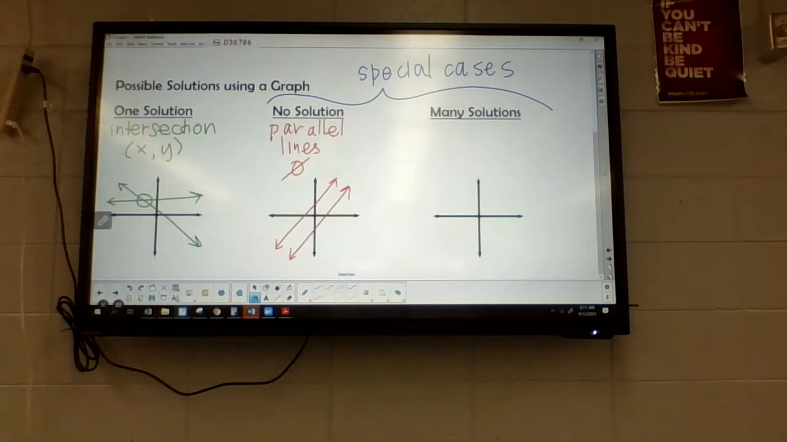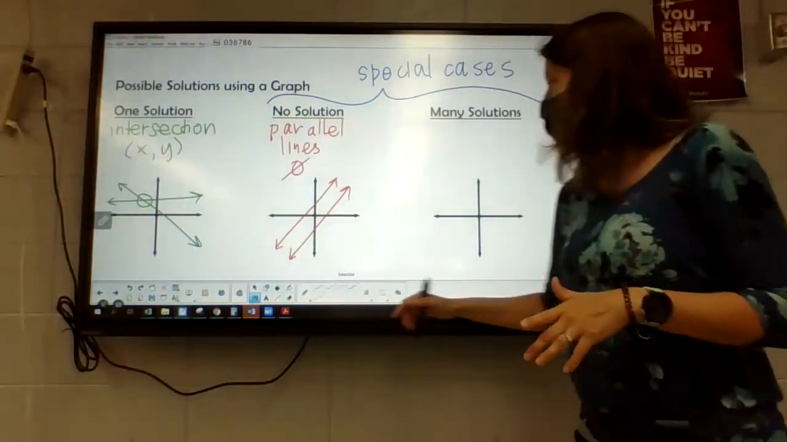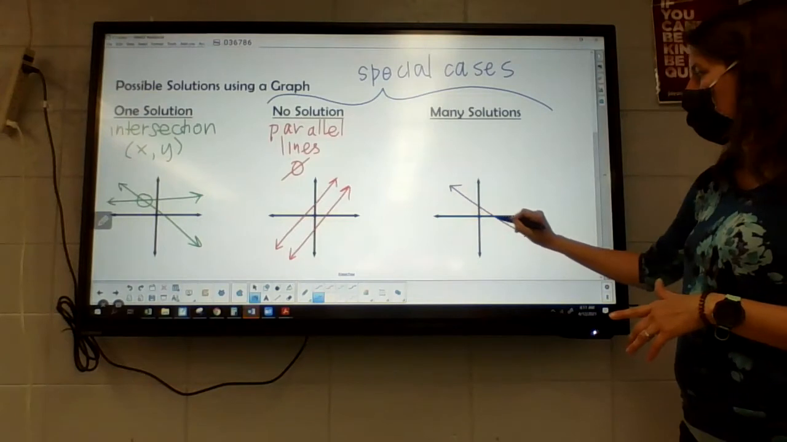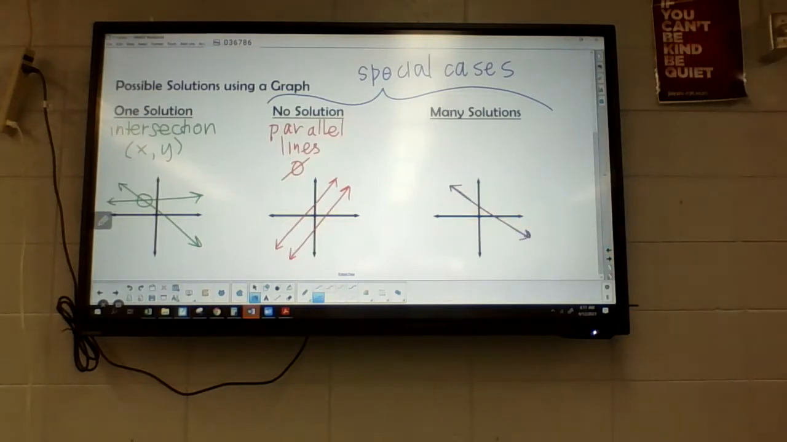Now many solutions is kind of a weird one. Anyone have an idea what that would be? Very good. They're going to be the exact same line, actually. So if I go to graph it and I'm graphing on the exact same lines, that means they just keep intersecting over and over again. So like if this is my line and then I go to graph it and I get the same line that just runs over the top of it, they just keep intersecting. They're exactly the same.